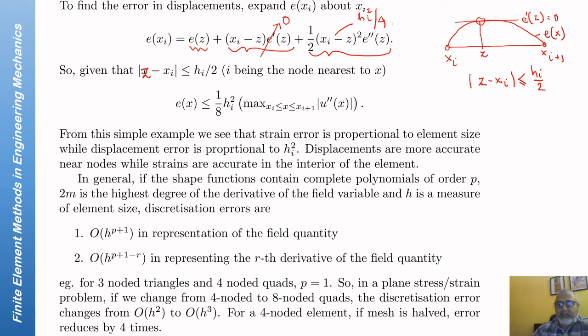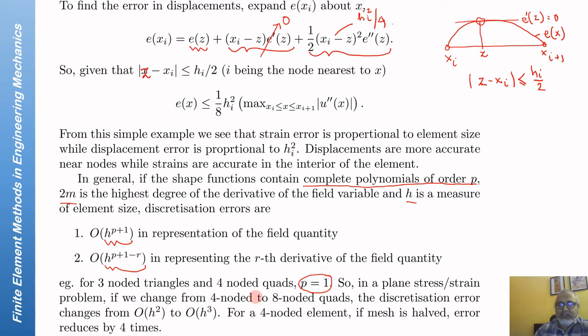So in general, if your shape functions contain complete polynomials of order p, we have looked at this result before, and 2m is the highest degree of the derivative in the field variable, and h is a measure of element size, then discretization errors in the field quantity go as h to the power p plus 1, whereas in the rth derivative, it goes as h to the power p plus 1 minus r. So if you take a 3-noded triangle and 4-noded quads, then p is equal to 1. The complete polynomial hidden in them is of order 1.